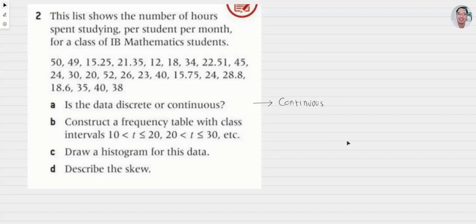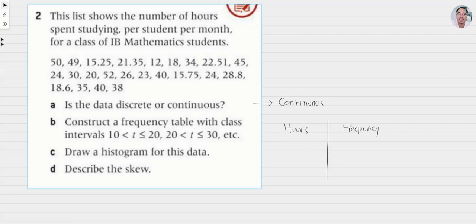Frequency table, class interval from 10 to 20, and from 20 to 30 and so on. The minimum weight is 12, but we will make the groups start from 10, so the interval is 10. Frequency table, yeah.